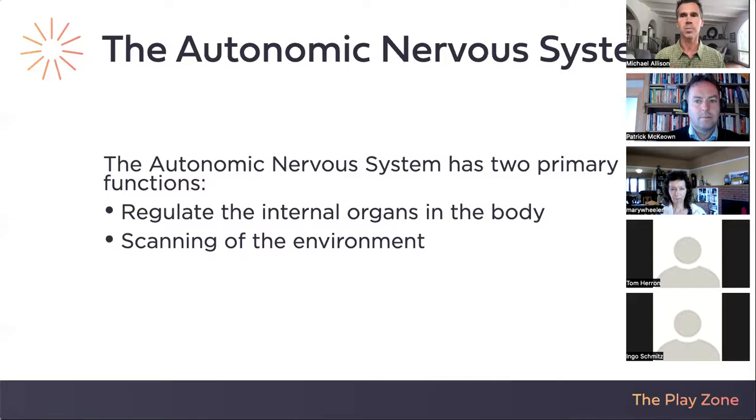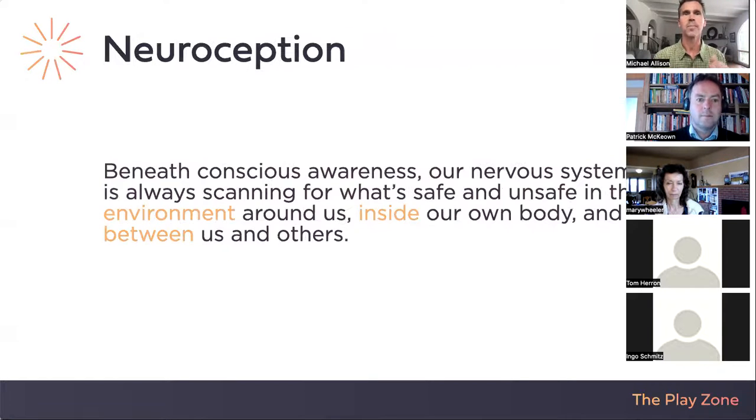But its second function, which polyvagal theory is emphasizing, is that ongoing scanning, that always beneath conscious awareness scanning of what's going on in the environment around you, within your own body, and in your relationships, in your interactions. And then it reflexively shifts our physiology, our bodily state, our breathing, our heart rate, our level of muscle tension, and it diverts resources away from homeostasis, away from that internal environment, and puts them toward whatever we need to overcome, okay? And that is the process that Stephen Porges termed neuroception. So that's what neuroception is.